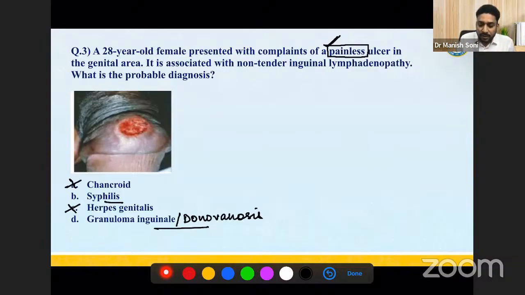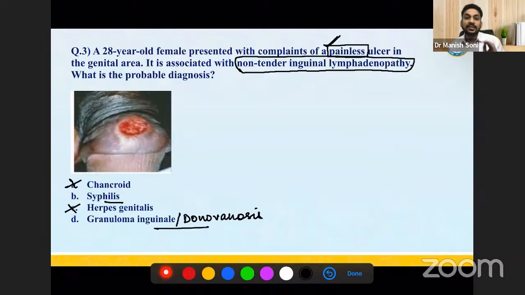Now read the question further. They are saying that it is associated with non-tender inguinal lymphadenopathy. So lymphadenopathy is there and large lymph nodes are there, but that is also non-tender. Now the answer becomes, yes, all of you have answered correctly. That is syphilis. That is painless lymphadenopathy, painless genital ulcer. So you can very easily remember it is syphilis.